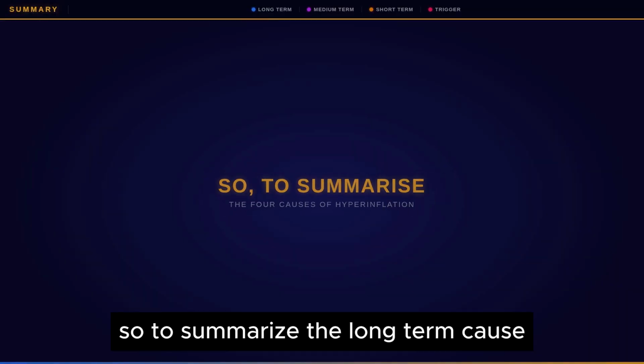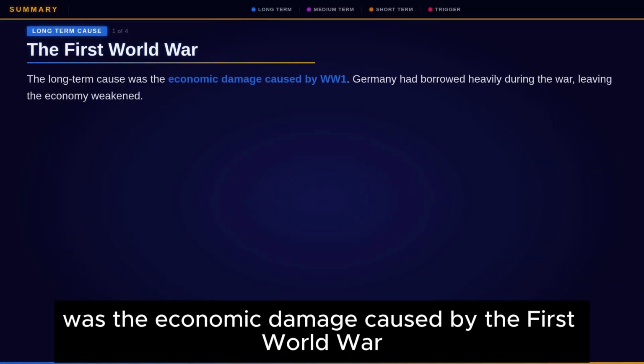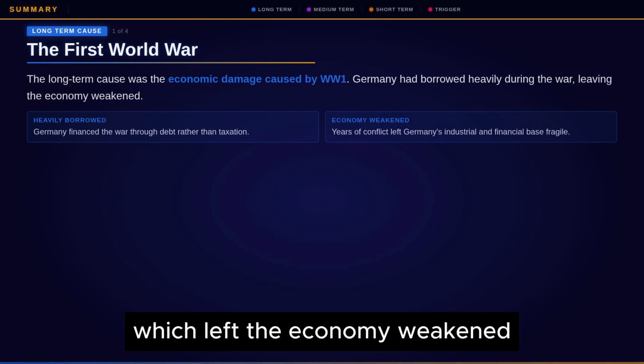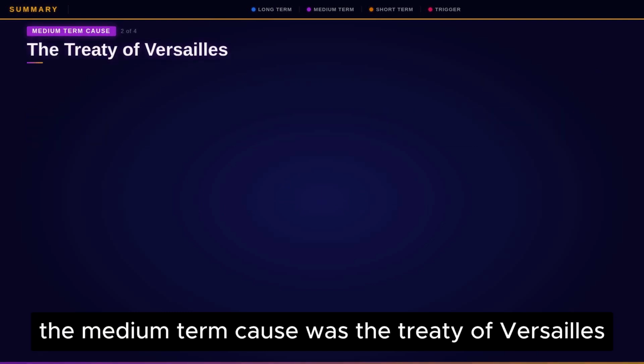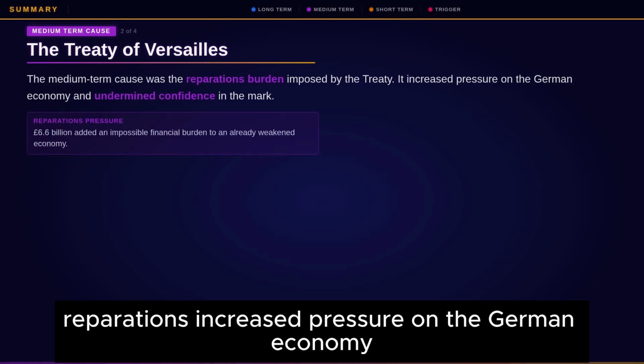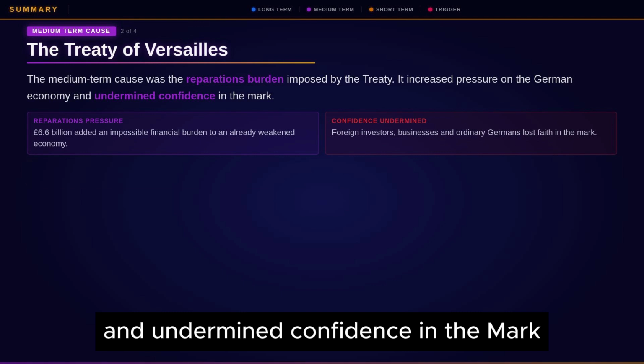So, to summarise, the long-term cause was the economic damage caused by the First World War. Germany had to borrow heavily during the war, which left the economy weakened. The medium-term cause was the Treaty of Versailles and the reparations burden. Reparations increased pressure on the German economy and undermined confidence in the mark.